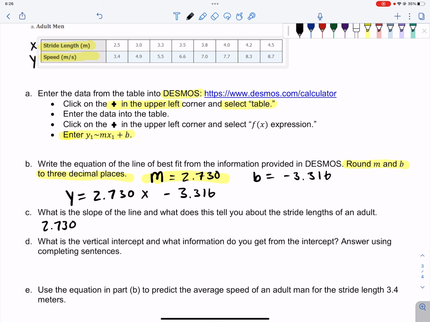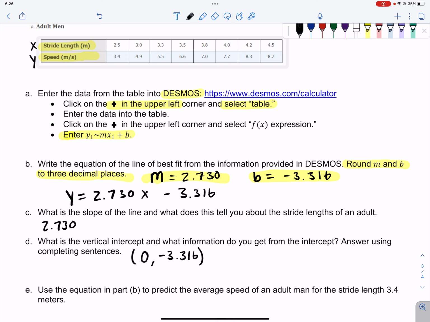Next, we're asked what is the vertical intercept and what do we get from that? Well, our y-intercept is b, which we have as being negative 3.316. And maybe let's write this as the ordered pair because that also will help understand what this would be. Our ordered pair for the y-intercept means that x is 0. So this is (0, negative 3.316).